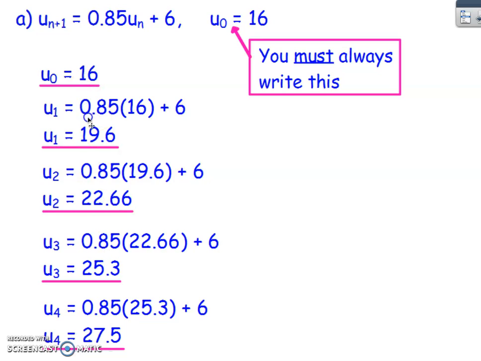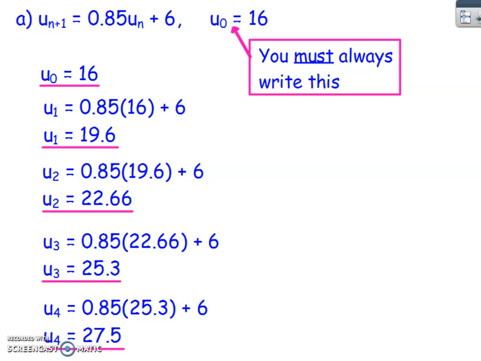Or you can do what I've got here and just lay it all out and do all the work and then type it in separately, but it's up to you. But definitely the easiest way is just to type in 16 equals, clear the screen, 0.85 times answer plus 6, and just keep pushing the equal sign. So that's the end of A. That's you got u0 through to u4.